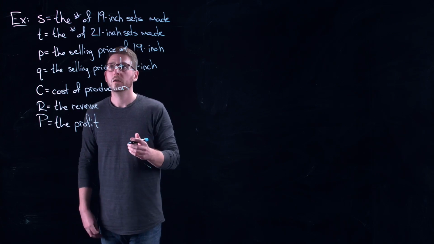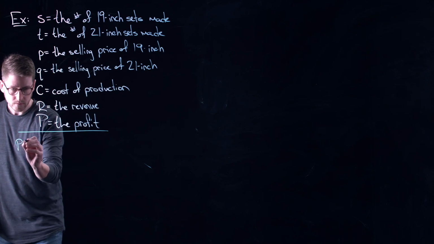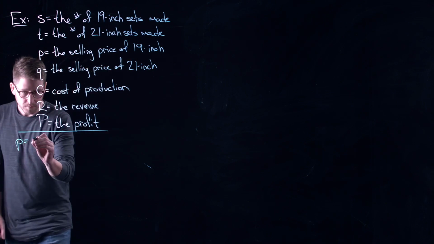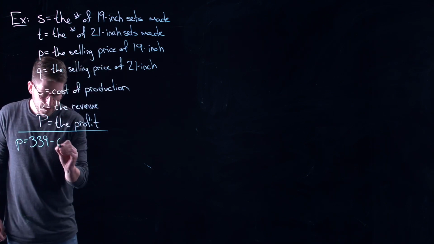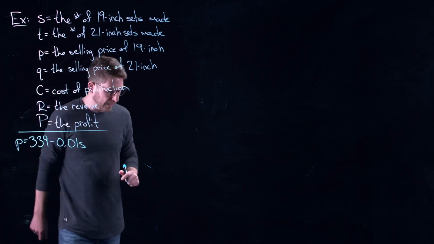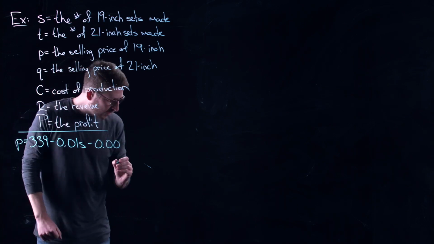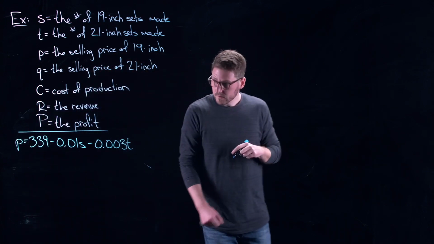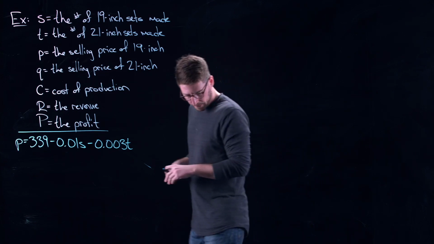relate to one another. Okay, so the first thing here is that little p, the selling price of the 19-inch. This is going to be a base price of $339. But it goes down by a penny for every set that's sold, so minus 0.01 S. And it also goes down by 1/3 of a cent every time there is one of the 21 inches sold.